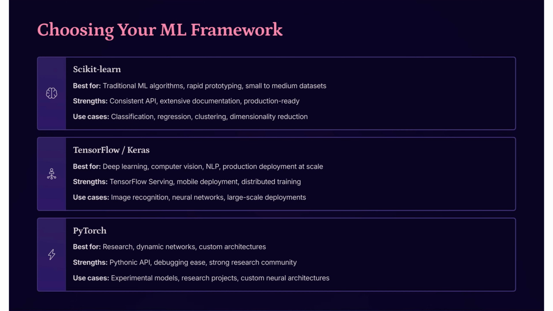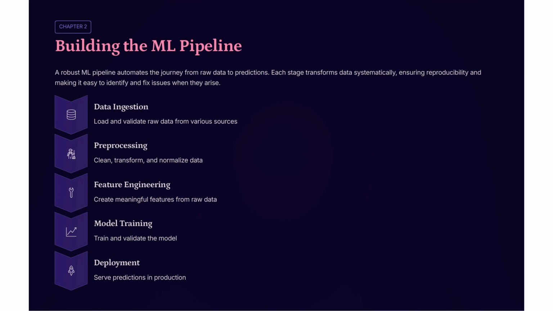custom architectures. Building a robust machine learning pipeline involves automating the transformation of raw data into predictions. Key stages include data ingestion, pre-processing, feature engineering, model training, and deployment. Each stage ensures systematic data handling, enhancing reproducibility, and simplifying issue resolution.